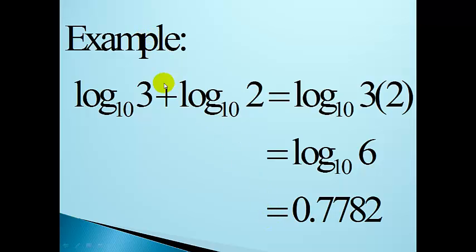Now, example, log 3 to the base 10 plus log 2 to the base 10 is equal to log 3 times 2 to the base 10. Because the logs are of the same base and they are adding, we keep one of the base constants and we multiply the numbers. So we multiply 3 by 2, and that is how come we have 3 times 2. Now 3 times 2 equals 6. So this is equal to log 6 to the base 10, and log 6 to the base 10 is equal to 0.7782.